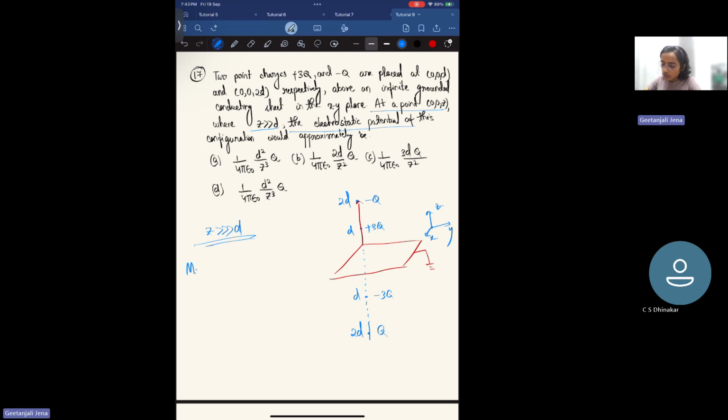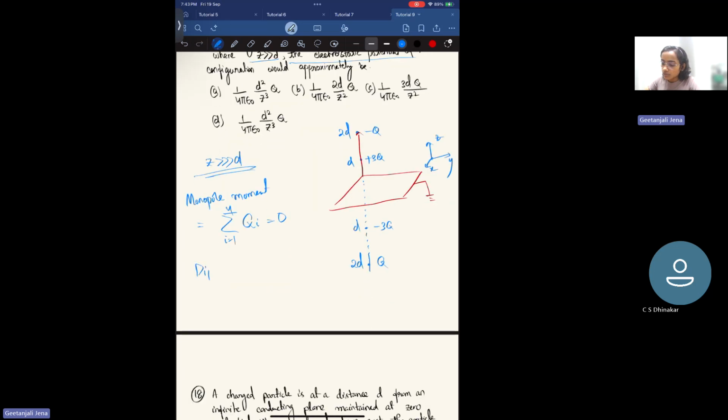So let us calculate the monopole first. Monopole moment is nothing but the summation of all charges. If you sum it up, this will give 0. That means the monopole term is not dominating. Let us see the dipole term.